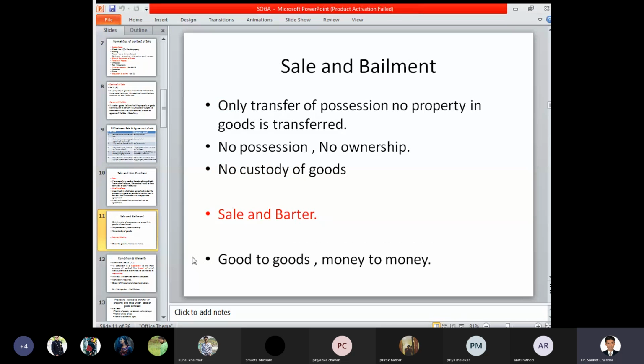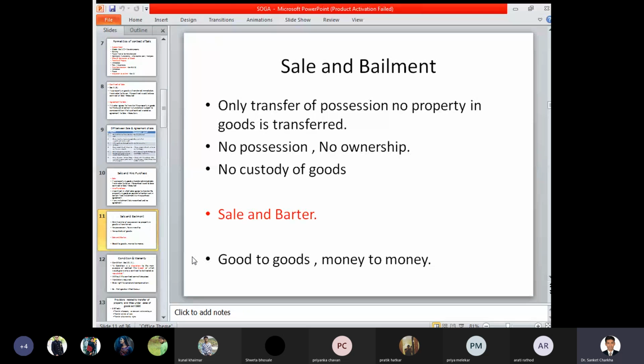Sale and bailment: only transfer of possession, no property in goods is transferred. Anything that we hire on a rental basis, whether goods or services, is the concept of bailment. A bailment contract can come into existence only when the goods are given for possession and not for ownership. So there is no ownership, and at certain stages you may have the custody of goods and you may not have the custody of the goods also.